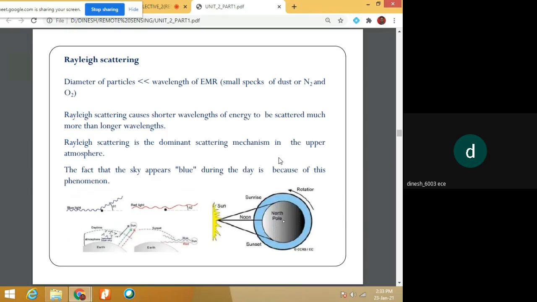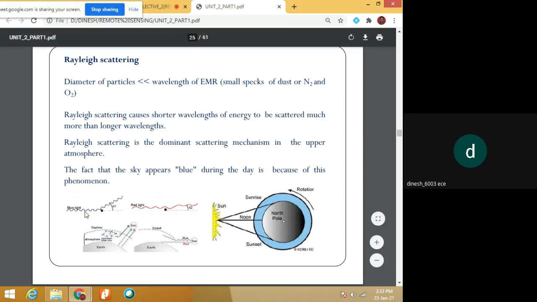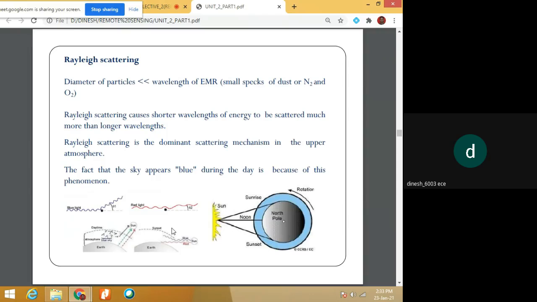Rayleigh scattering causes shorter wavelengths of energy to be scattered much more than the longer wavelengths. Rayleigh scattering is the dominant scattering mechanism in the upper atmosphere, and the fact that the sky appears blue during the day is because of this phenomenon. You can see that when blue light falls, the angle theta 1 is present, and when red light falls, there is an angle of only theta 2. This shows that blue during daytime is scattered more.